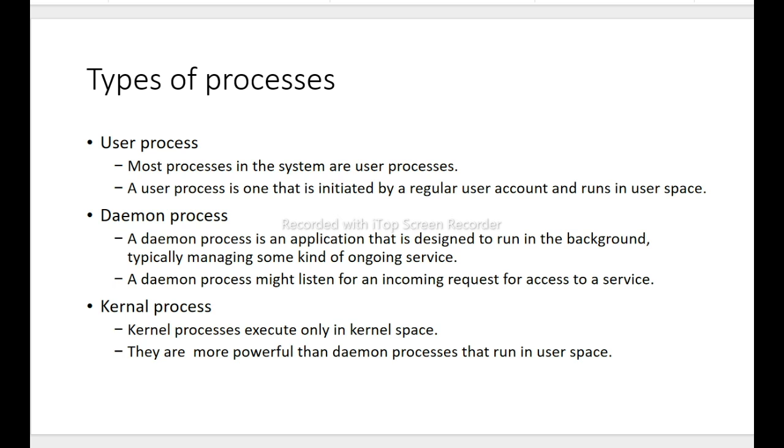Let us try to understand the different types of processes. The first type of process is called the user process. Most of the processes that are run in the Linux environment are the user processes. The user processes are the processes that are initiated by the users and run in the user space. User processes are those processes which could be executed by the user, such as running a database application or opening a Firefox, etc.